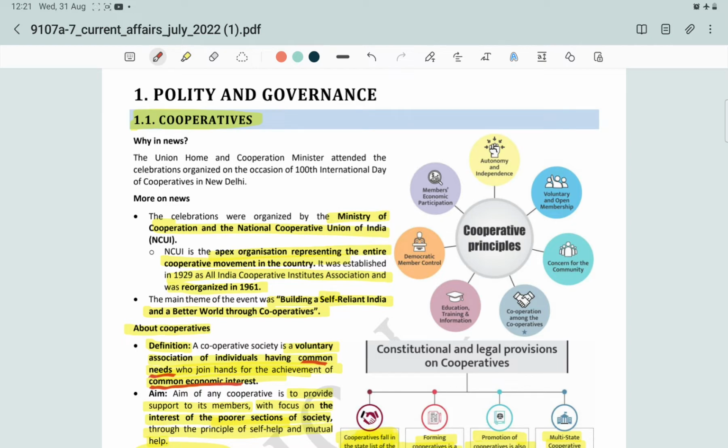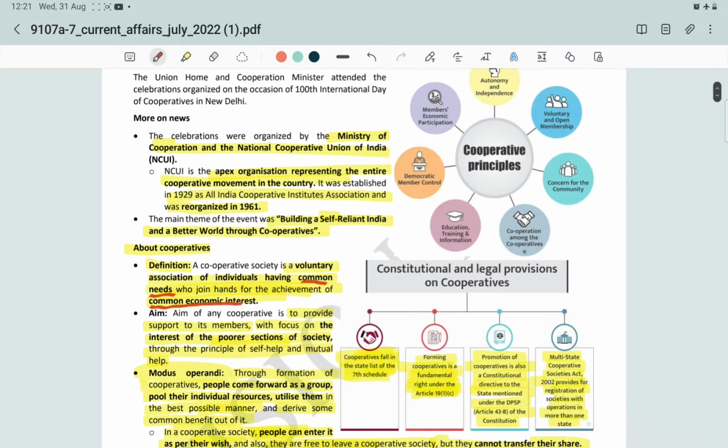Let's start with the first topic, that is cooperatives. First of all, let's see what is cooperatives, and here is the definition of cooperatives. It is a voluntary association of individuals having common needs who join hands for the achievement of the common economic interest. That means the society must be a voluntary association of people and they should have a common economic interest.